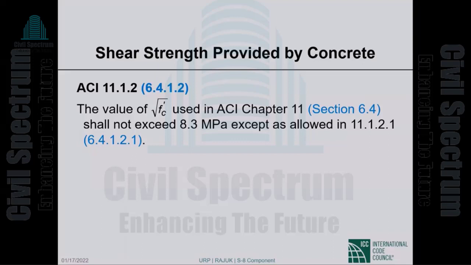Okay, so here you are looking at the very first part of the picture. Square root of f sub c prime shall not exceed 100 psi, meaning concrete strength shall be restricted to 10,000 psi, except as allowed in. So there are exceptions to that.